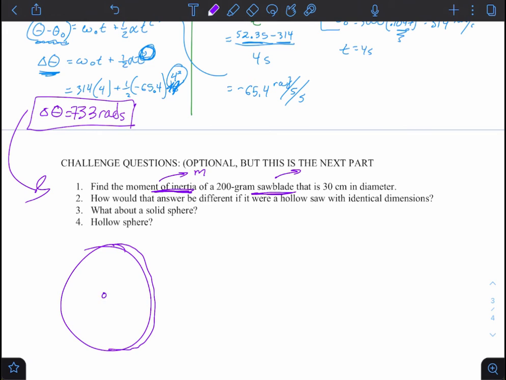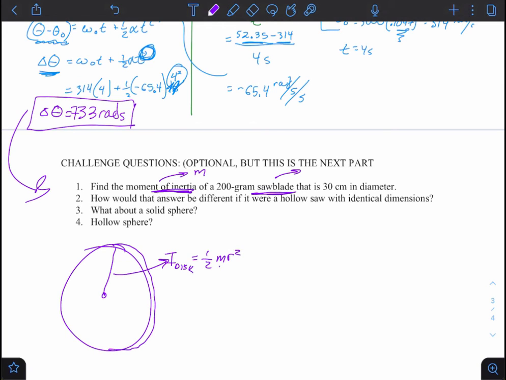The equation to calculate the moment of inertia of a solid disk is 1/2, and actually I'm going to put the subscript on there. This equation is different for all shapes, but for a disk or a cylinder, it's 1/2 mr squared.